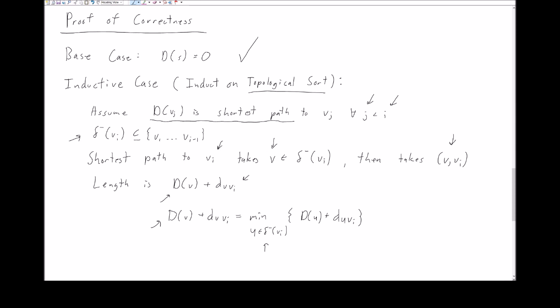Because of the inductive hypothesis, that is, that we already have the shortest path computed for all of these nodes, we know that this is actually the shortest path, D of V, and that inside of this minimum we also have computed all of the shortest paths. And so now we can conclude that the actual shortest path is going to be achieved by our recursive formulation. This proves the inductive case.